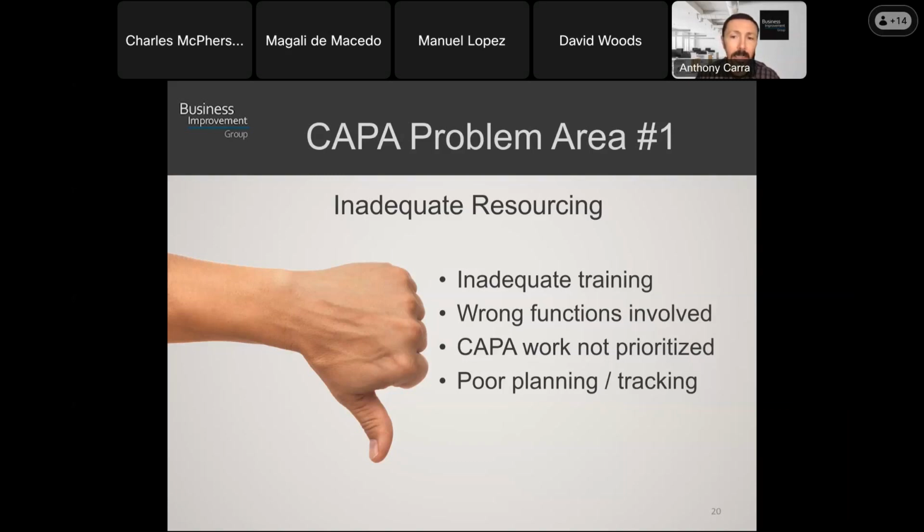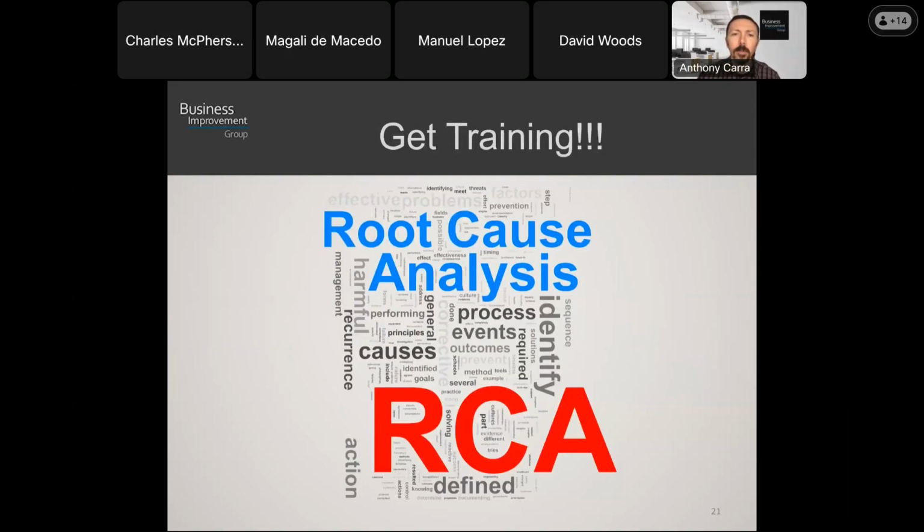And then poor planning and tracking of the CAPA itself. And some of these kind of feed into each other, right? If folks aren't given enough time to work on it, they don't have time to put together a good plan or to track progress and things of that nature. So what do we do about it?